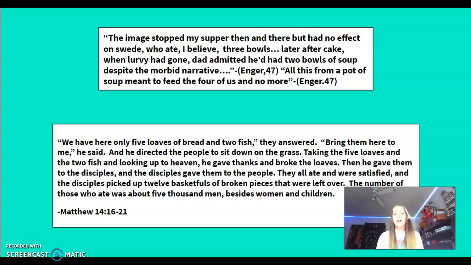this quote that I have is, "They all ate and were satisfied, and the disciples picked up 12 basketfuls of broken pieces that were left over. The number of those who ate was about 5,000 men, besides women and children." There's also an important piece at the beginning that we need to understand, the reference that says, "We have here only 5 loaves of bread and 2 fish."